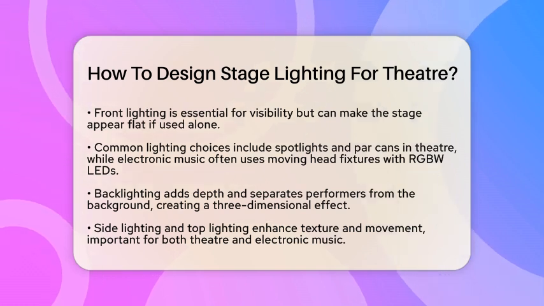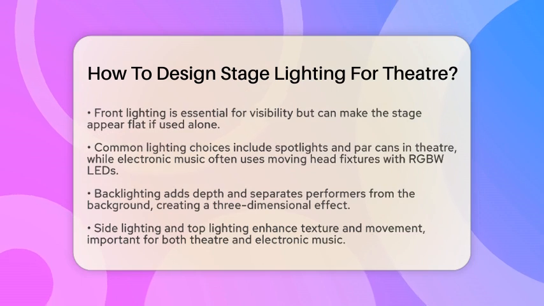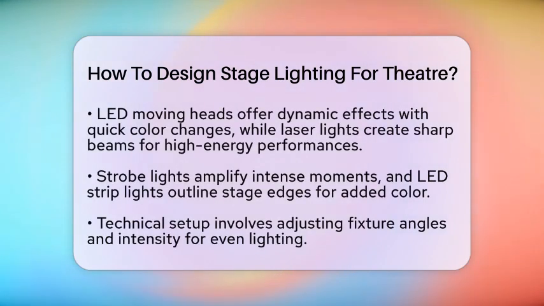When it comes to lighting fixtures, there are some exciting options for electronic music. LED moving heads can pan, tilt, and change colors quickly, creating dynamic effects. Laser lights produce sharp beams that match the high-energy vibe of electronic performances. When combined with fog or haze, they create stunning visuals that sync with the music. Strobe lights can intensify high-energy moments, while LED strip lights outline stage edges and add color.